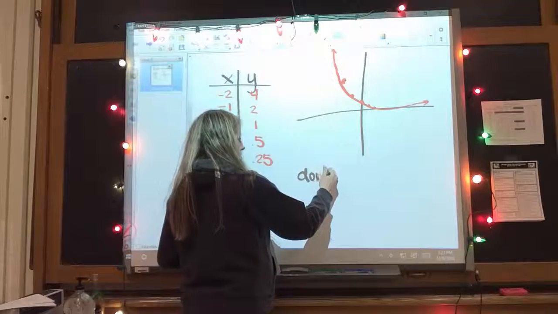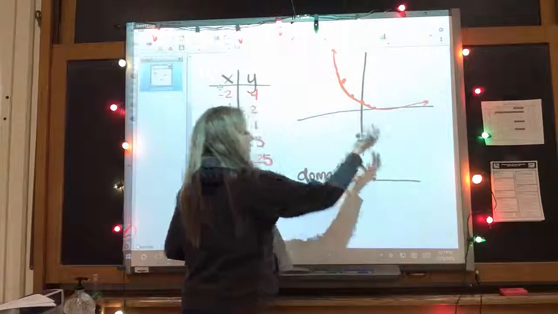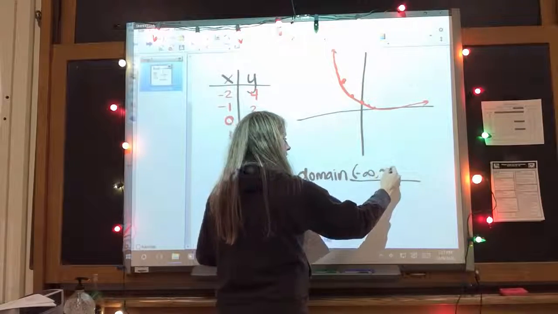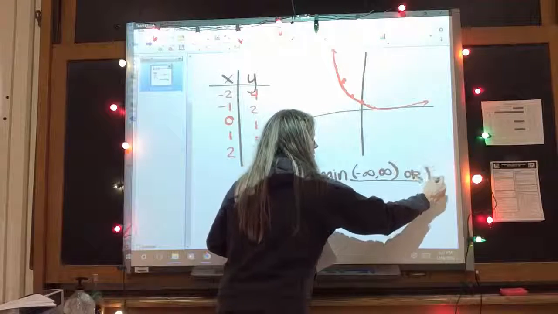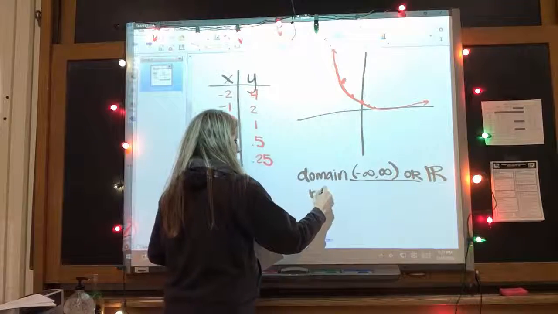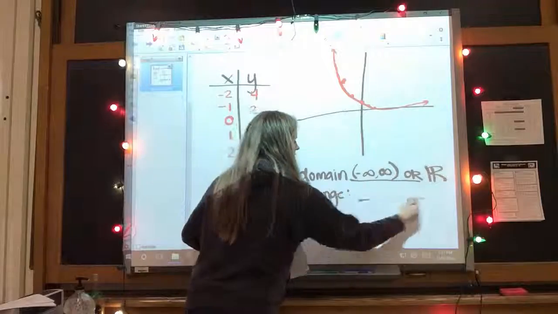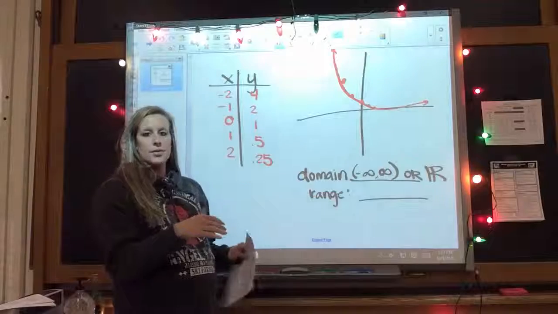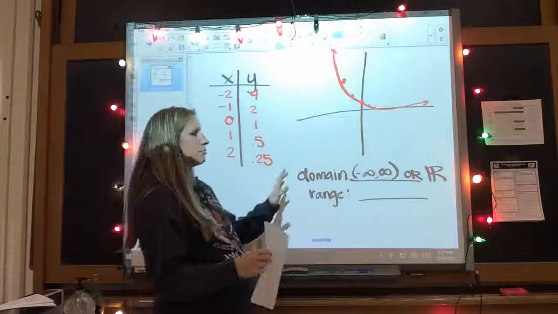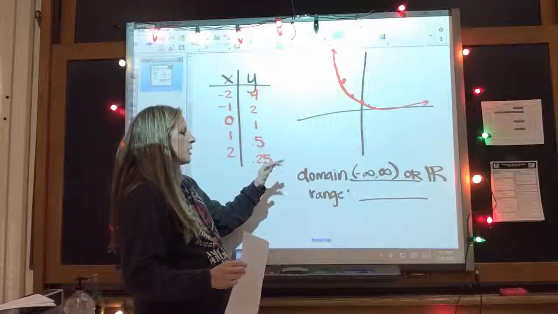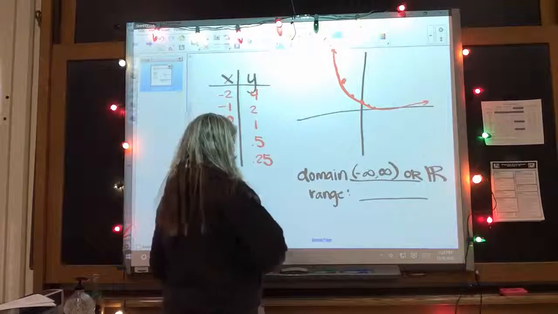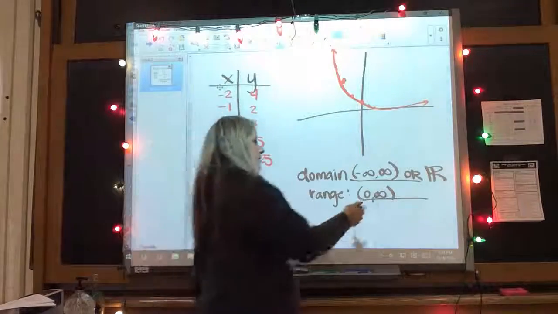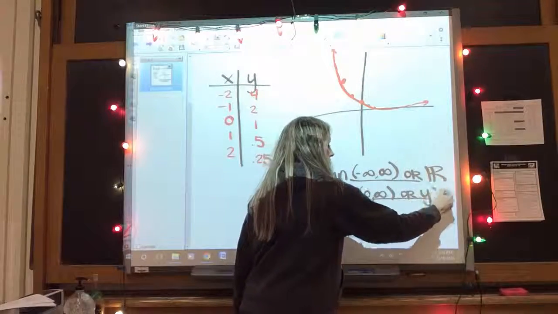My domain. This graph goes to the left forever and ever and to the right forever and ever. So it's going to go from -infinity to +infinity. We're all real numbers. Your range is from the lowest to the highest, and my lowest is 0. Even though it doesn't touch it, or it shouldn't, my graph doesn't look good. But it will go from 0 to infinity. That 0 will have a parentheses, okay, or you could say y is greater than 0.